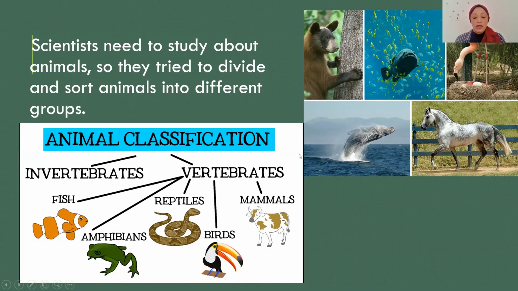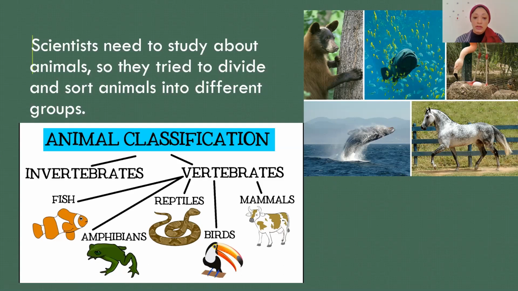So they divide the animals into two major groups, which are vertebrates and invertebrates. What is the difference between vertebrates and invertebrates? The vertebrates are a group of animals that have an internal skeleton, internal bones. But the invertebrates are a group of animals that don't have any internal bones, no internal skeleton. But they found that the vertebrates also include a lot of different animals.